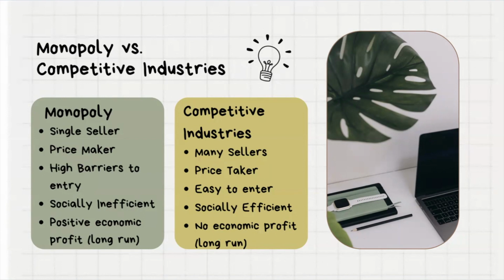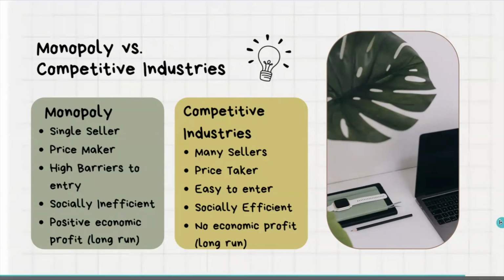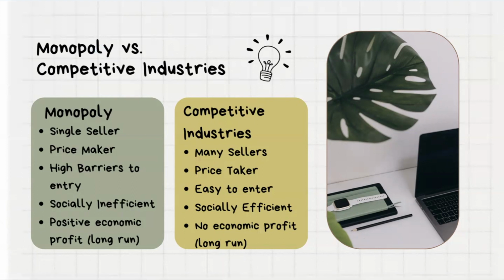Positive economic profit. The existence of high barriers to entry prevents firms from entering the market. Monopoly with control over price will continue to make positive economic profits. And competitive industries, many sellers. Competitive industries are characterized by the presence of many sellers and buyers, with no individual firm having significant market power.